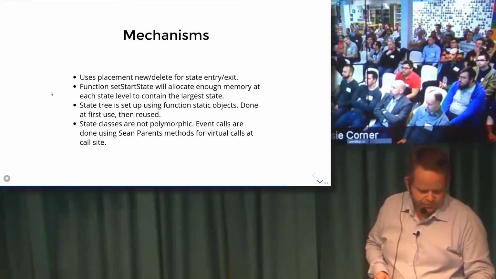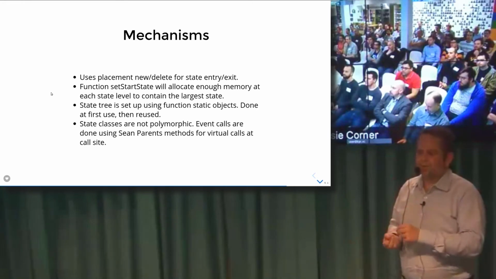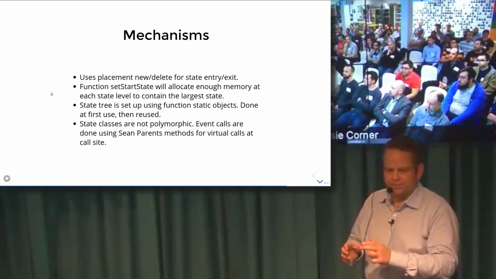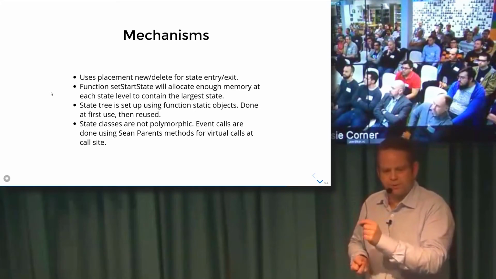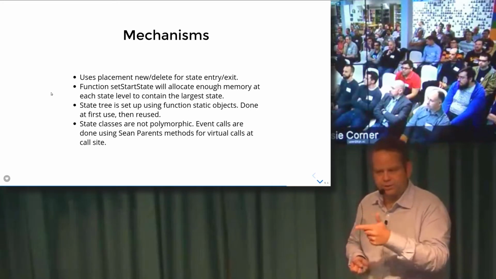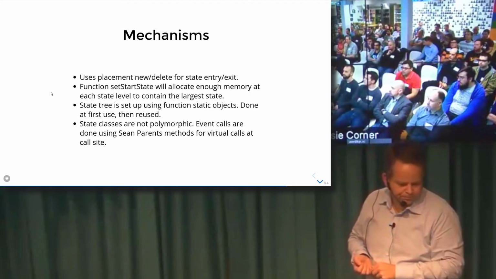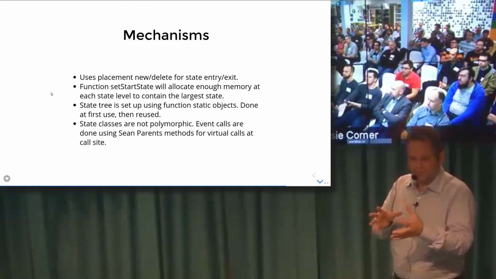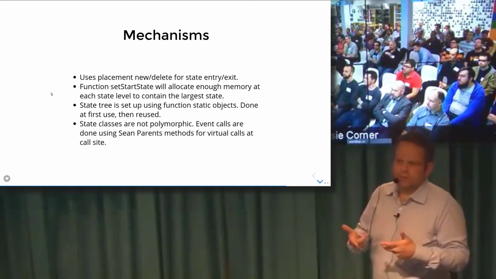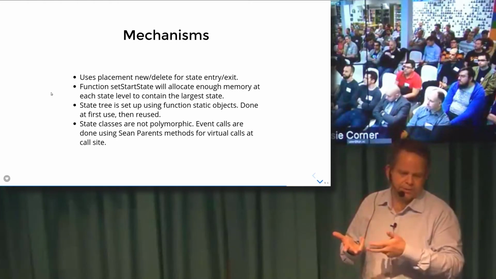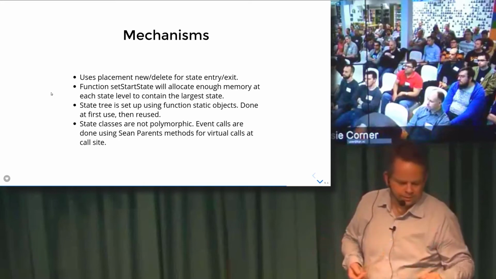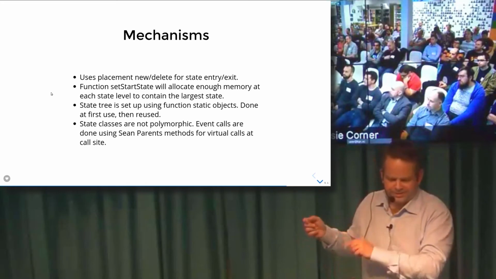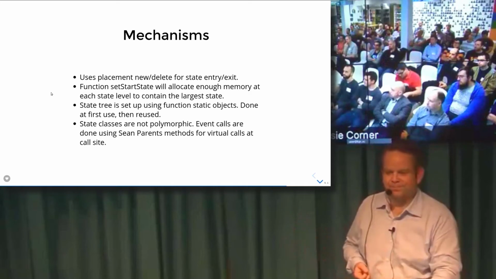Some mechanisms that I used when writing this one. Placement new and delete. So when you construct and destruct a state, there's no memory allocation going on here. You set up memory for the maximum size for each level, and then you do placement new and delete, which is just the constructor and destructor being called, more or less. So it should be fairly cheap. Set start state: the first time you call it on one state machine, it will set up a data structure that describes how this looks. But that's declared const and then shared by everyone using this function starting object mechanism. State classes are not polymorphic. Sean Parent had a nice talk on how to avoid that, so I tried it out and it worked great.